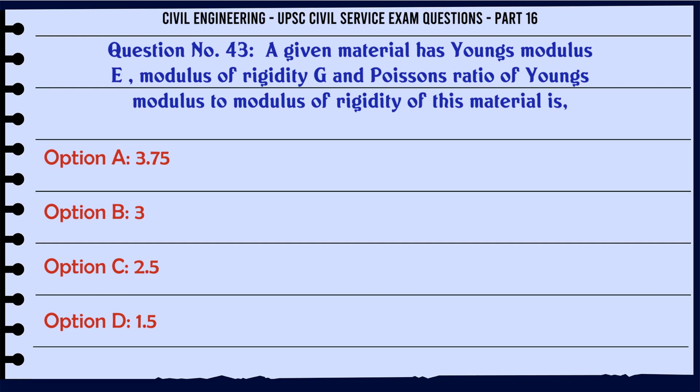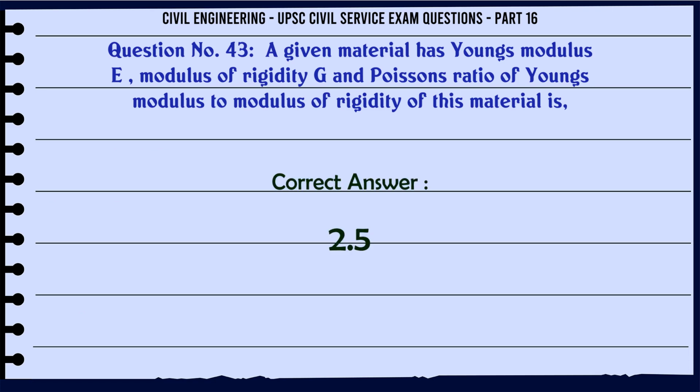A given material has Young's modulus E, modulus of rigidity G and Poisson's ratio. The ratio of Young's modulus to modulus of rigidity of this material is A. 3.75, B. 3, C. 2.5, D. 1.5. The correct answer is 2.5.